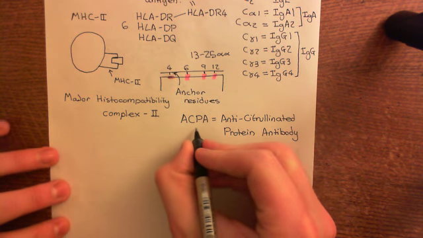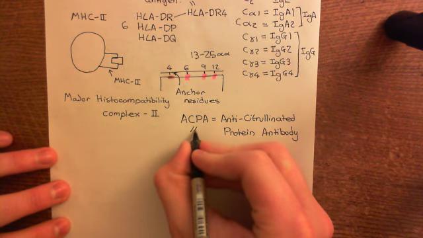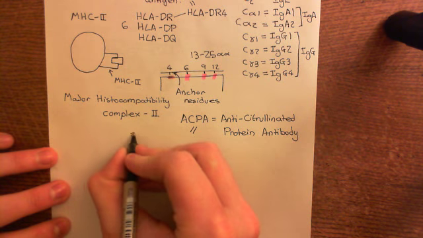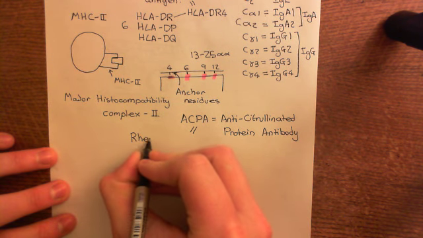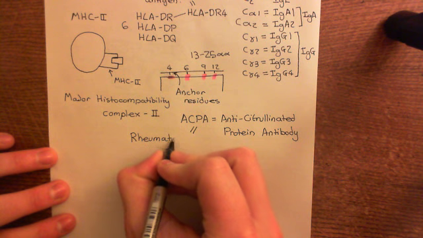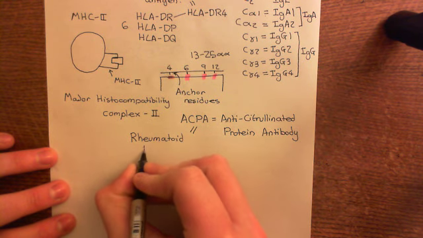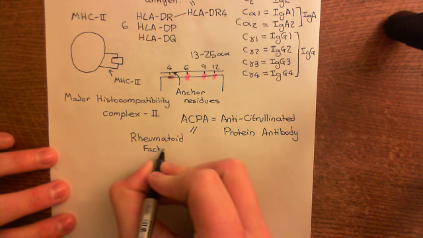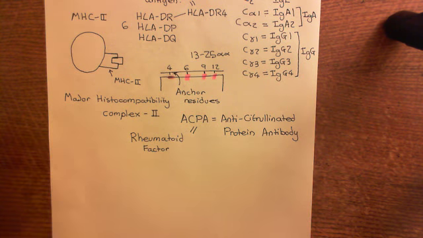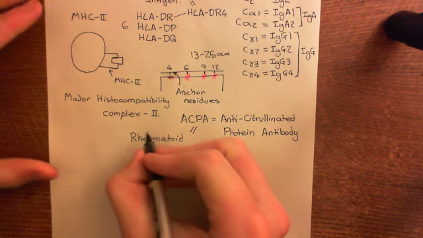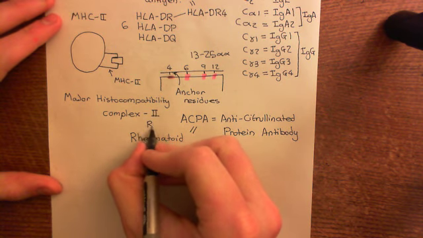Now, for that reason, these anti-citrullinated protein antibodies are also called rheumatoid factor. So, initially, when people found the presence of these anti-citrullinated protein antibodies within the blood, which then led you to develop rheumatoid arthritis, they were called rheumatoid factor, or RF.